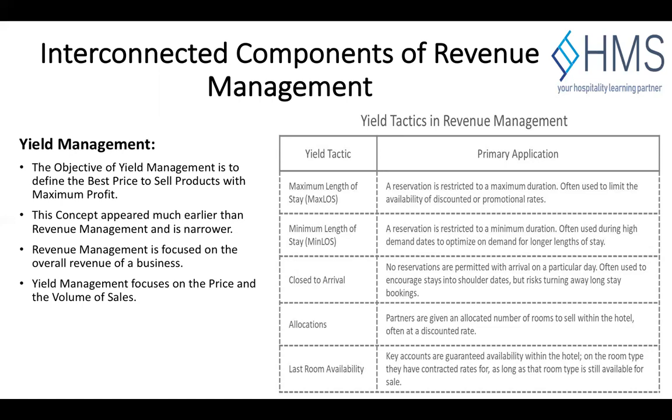revenue management. And as far as last room availability is concerned, key accounts are guaranteed availability within the hotel on the room type they have contracted rates for, as long as the room type is still available for sale. So again, it's on the basis of the room type, and if rooms are not available for sale, then again the hotel comes up with a very smart tactic in upgrading the guest to a higher category of room. So again, accordingly, revenue management and yield management do go hand in hand, and it is an essential component of revenue management.